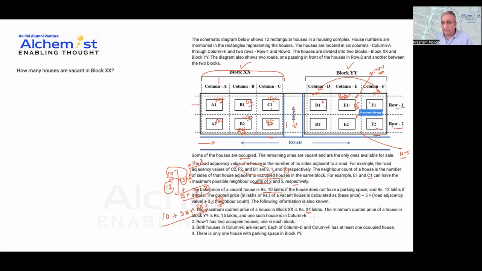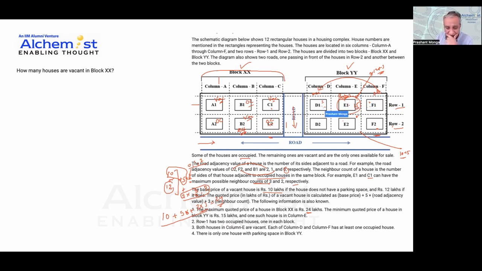So E1 is 15. That means this has parking and this is 15. So E1 has parking. Okay, each of column D. So this is 15. So let's say this is 15, and I also get to know that this is 15, and one of these is occupied.